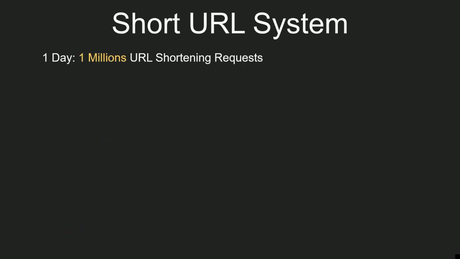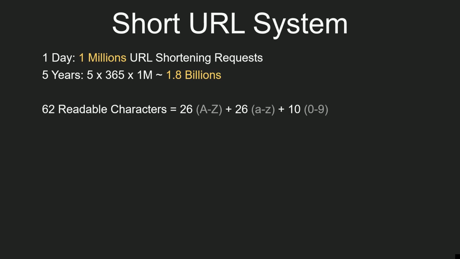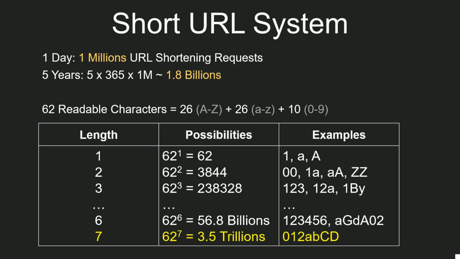Now let's take a look into the details of creating a short URL system. If we anticipate 1 million URL shortening requests per day and plan to retain them for up to 5 years, we will need storage for about 1.8 billion URLs. Now, to represent these many URLs, we need to determine the appropriate string length for our short URL. If you use 62 readable characters, 26 lowercase, 26 uppercase, and 10 digits, a single character string gives 62 combinations, while a 7 character string provides over 3.5 trillion combinations, far exceeding our requirement. For added security, longer strings can make URLs harder to guess.